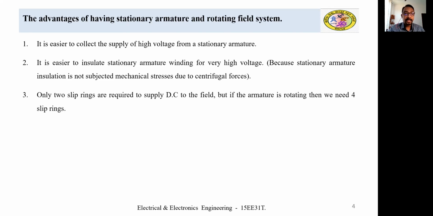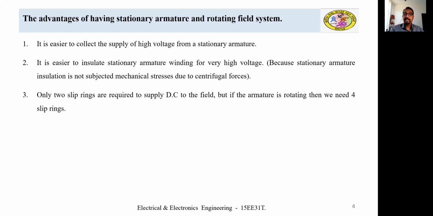Next, the third one: if the armature is stationary, we need only two slip rings, because the slip rings are necessary to supply the external DC to the magnetic system. We need an exciter. The function of the exciter is to supply the external DC voltage to the rotating magnetic system. As the magnetic system is rotating, how do we supply the excitation? The supply of excitation is through a pair of carbon brushes and slip rings. Why do we need two slip rings? One for positive and one for negative.